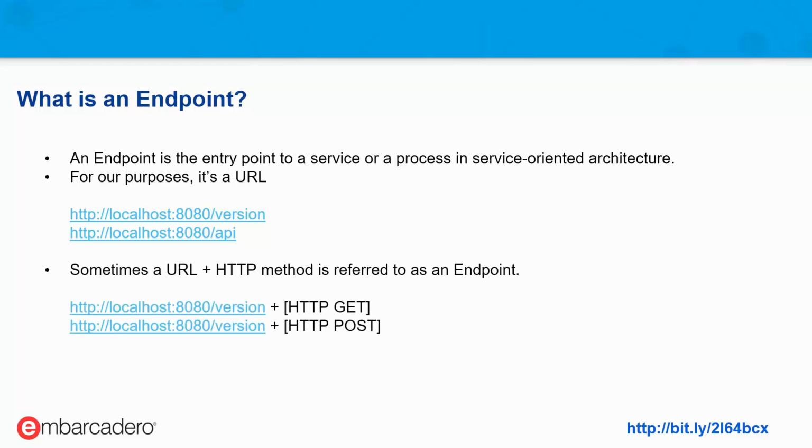Sometimes a URL plus an HTTP method is referred to as an endpoint. So if you consider the version endpoint that we looked at a moment ago with the GET method added to it, the HTTP GET method corresponds to the read operation in a CRUD setup. So effectively, the endpoint URL plus GET could be considered an endpoint of its own in that it provides a service to read data. And then the POST method to create new records could also be considered a separate endpoint. This terminology is actually less frequently used, but you may come across it. I prefer to think of an endpoint as the URL and the methods as operations on that service.